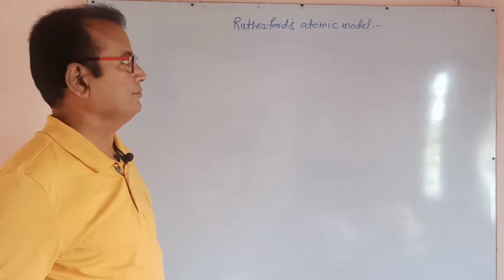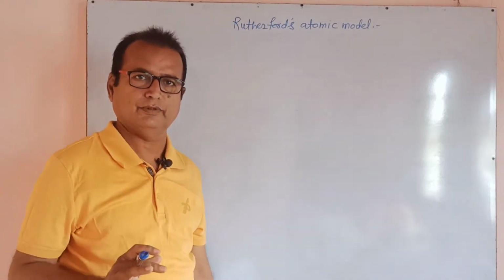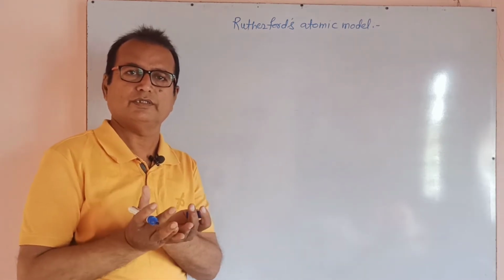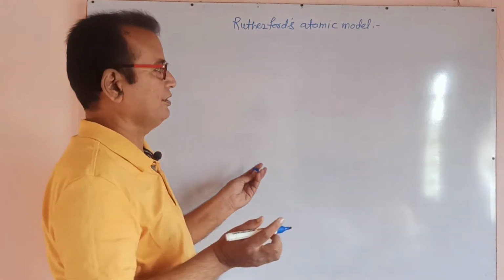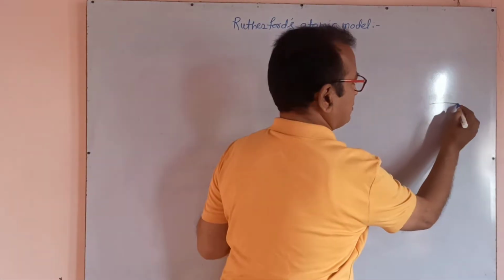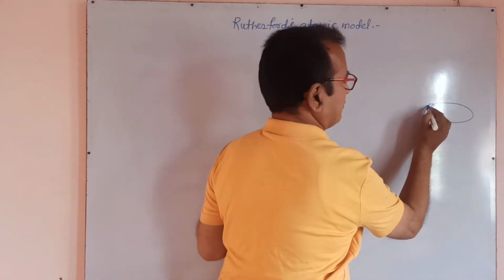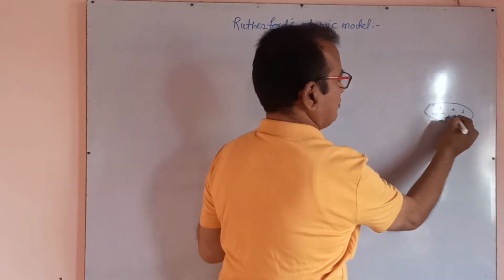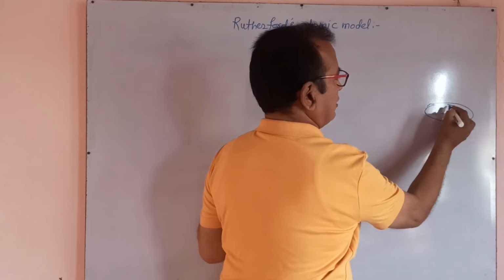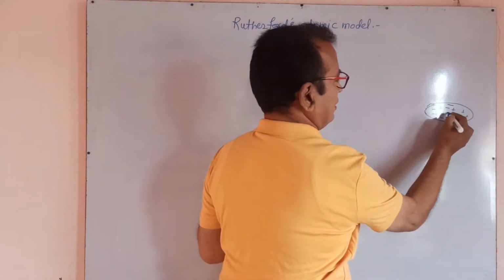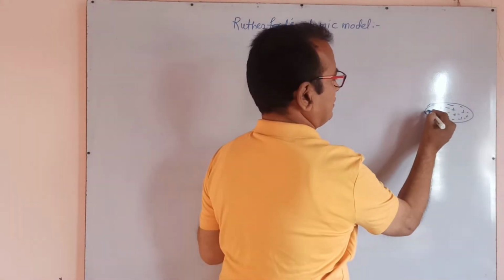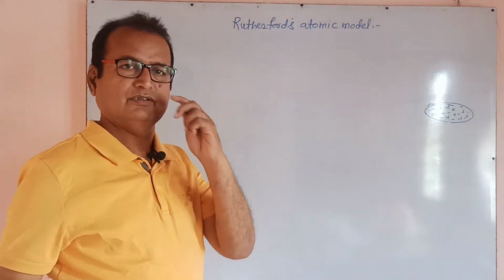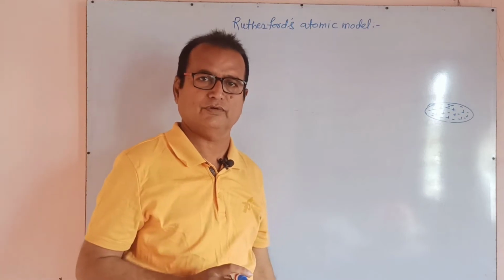Initially, Thomson gave an idea about the atom. Thomson suggested that the atom is a sphere, and in this sphere the whole area is positively charged, and electrons are also present in that area. You know that a watermelon type model was there.